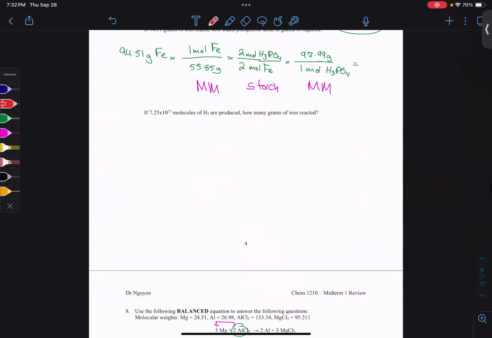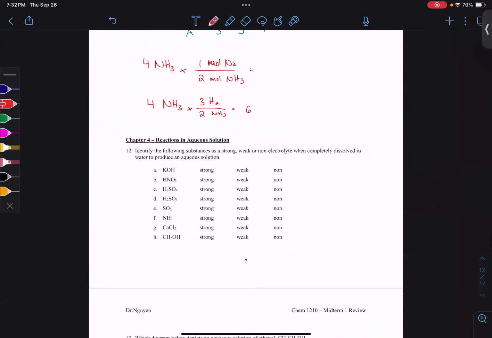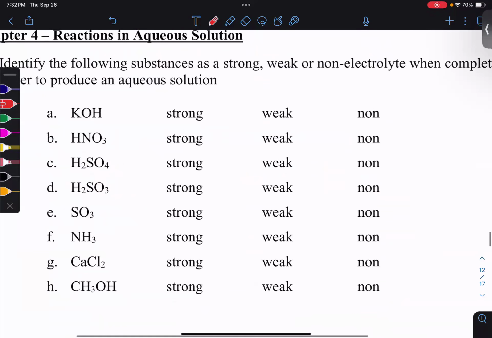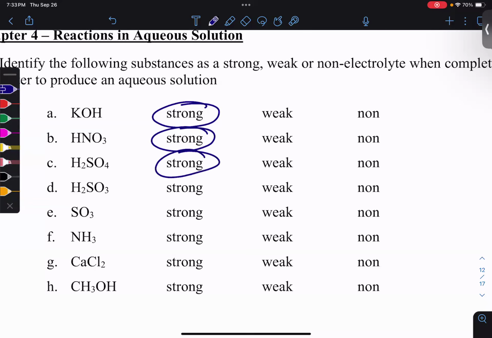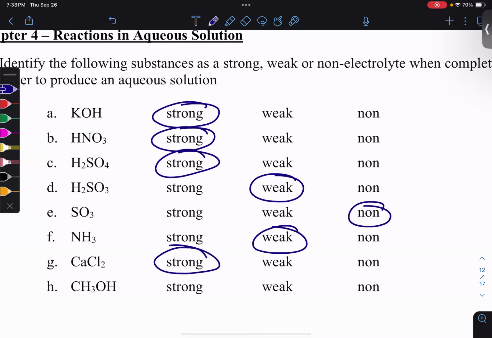All right, let's go through these really quickly, because we've got 30 minutes. Let's just do a speed round. Tell me, strong, weak, or non? Potassium hydroxide, strong. Why? Strong base, or ionic. HNO3, strong because it's a strong acid. H2SO4, strong because it's a strong acid. H2SO3, weak. It is not one of the 7 strong, so it's a weak acid. SO3, non because it's molecular. NH3, weak. It's one of the weak bases we memorize. CaCl2, strong, perfect, because it's ionic.